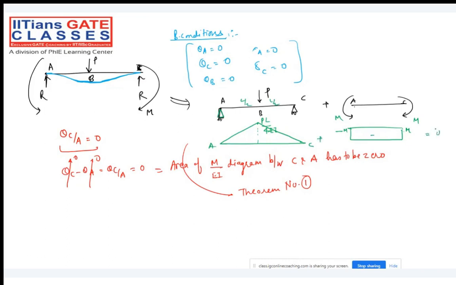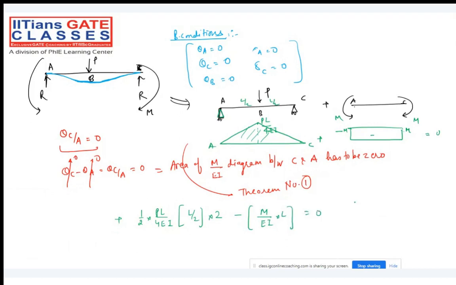Right? So what is the area of the M by EI diagram from C to A for this particular section? Half of PL divided by 4EI into L by 2 into 2, minus this particular area. This is a positive area. What is the negative area? M divided by EI into L. Ultimately, the total area has to be 0.